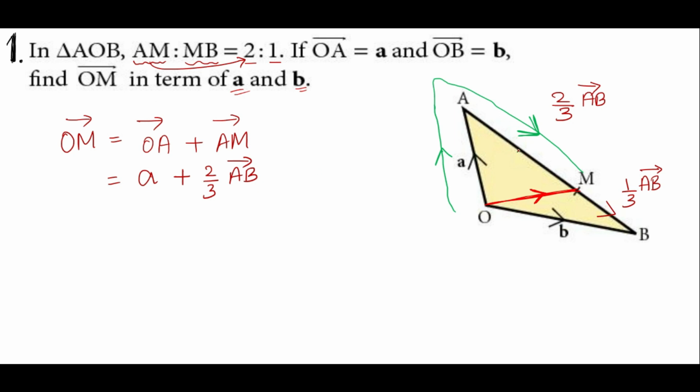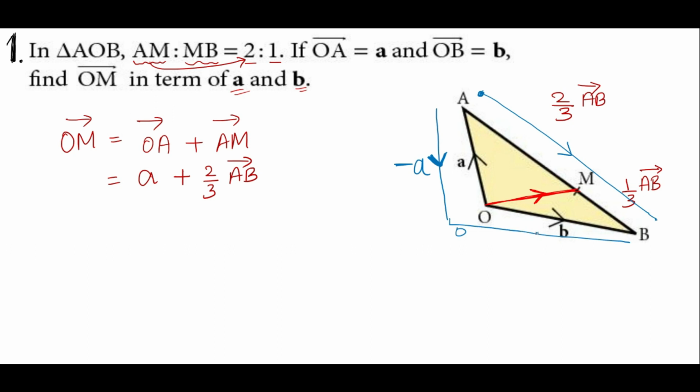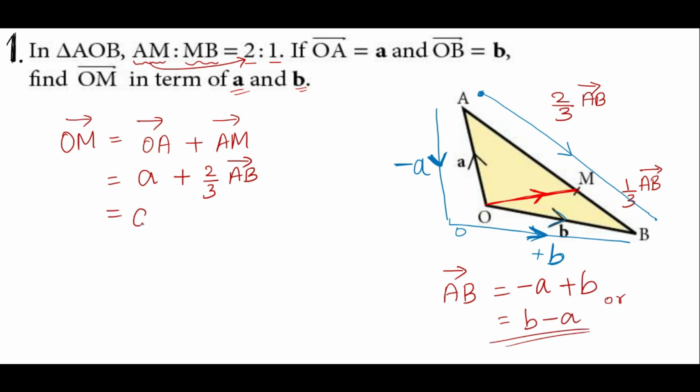Now the question is, what is vector AB? Now to find vector AB from A to B, I'll start from A to O. Now you can look at the direction here. Here this is a, so this is going to be minus a. And from O to B. So here it's going to be a positive b because it's in the same direction. So my vector AB is going to be minus a plus b. Or you can write it as b minus a. It's the same thing.